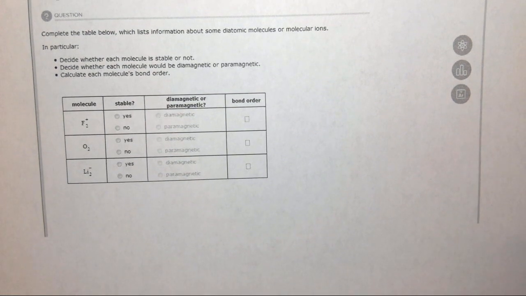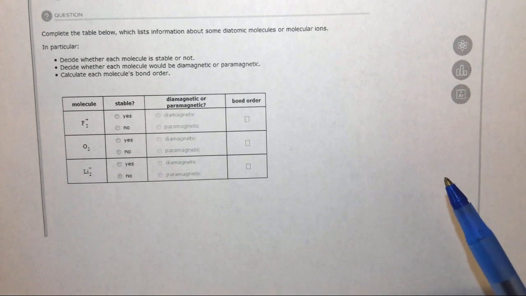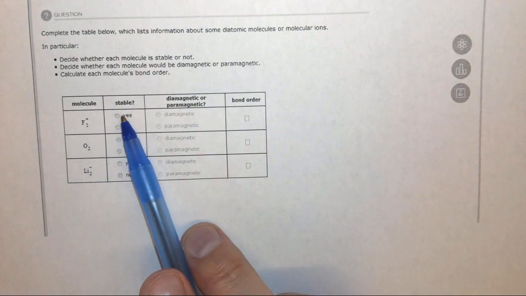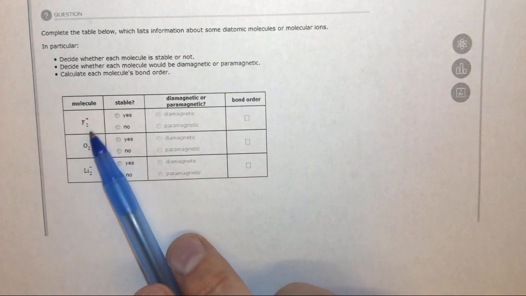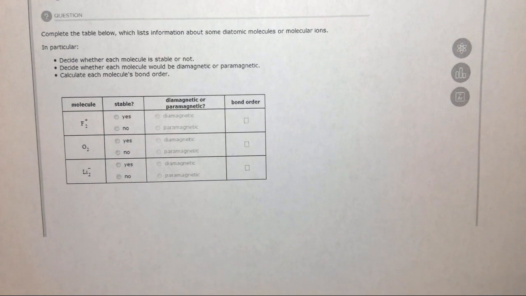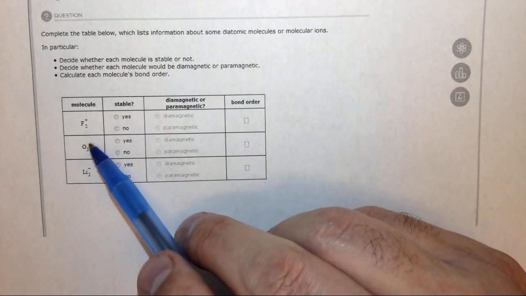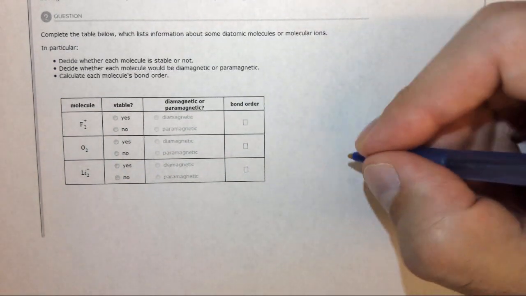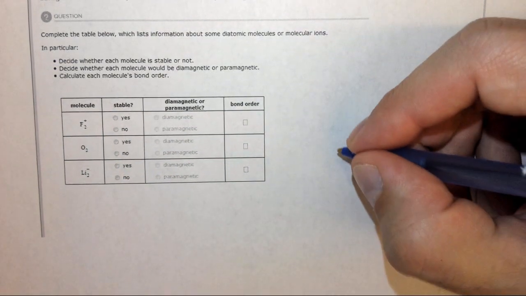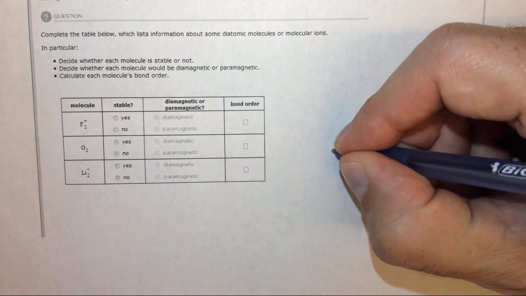In this question, we're asked to determine the stability, the diamagnetic or paramagnetic nature, and the bond order for several different diatomic species. Sometimes they have different charges. So if we look at the valence electrons interacting for fluorine and oxygen, what we essentially have is a molecular orbital diagram that looks like this.